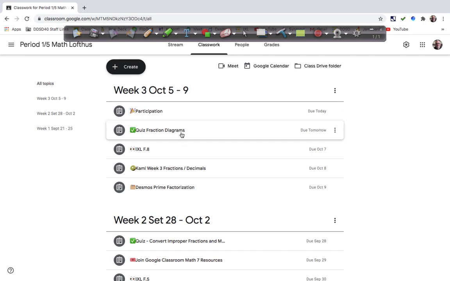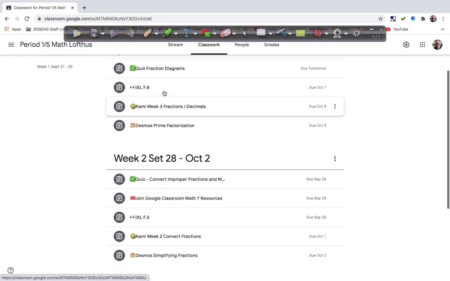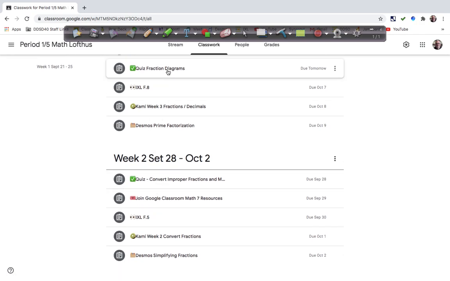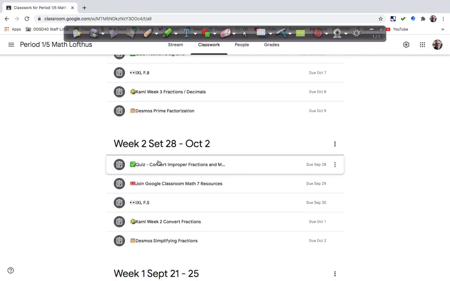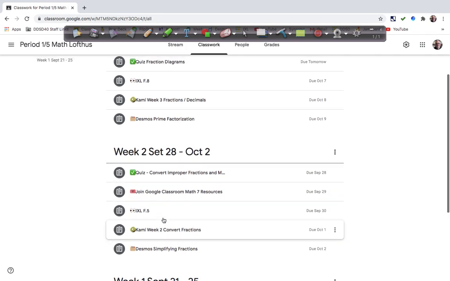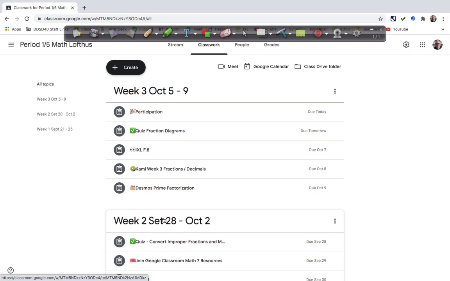And we have a quiz that you can do now. It is due tomorrow. We have another IXL, another CAMI that we'll work on together, and another Desmos. We will be working on these together this week. I want you to notice a pattern that there's a quiz at the beginning of the week. We don't have any more join classes, but look at the IXL on Wednesdays, look at the CAMI on Thursdays, look at the Desmos on Fridays. That pattern is going to continue.